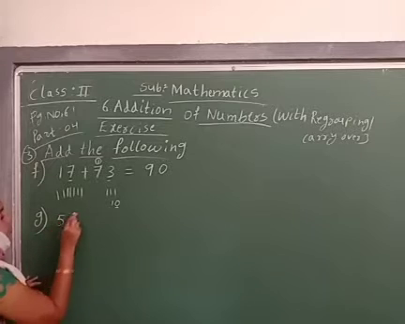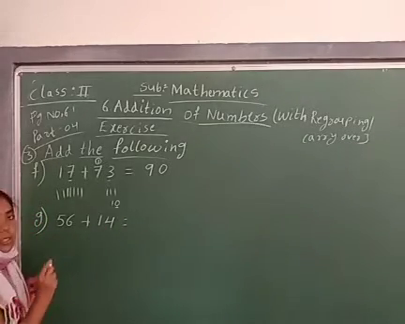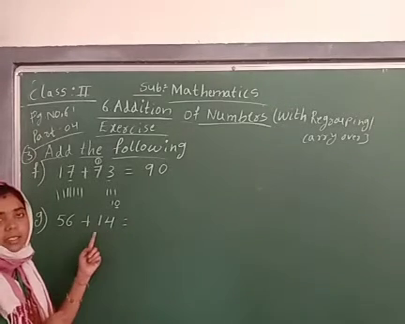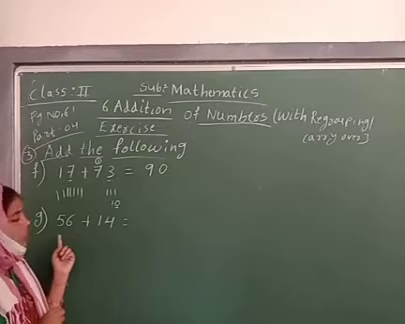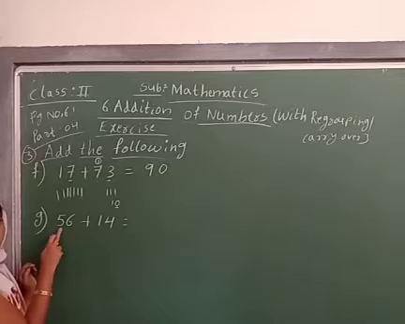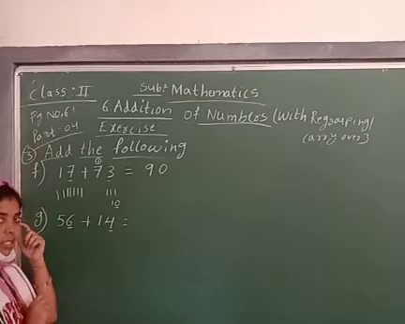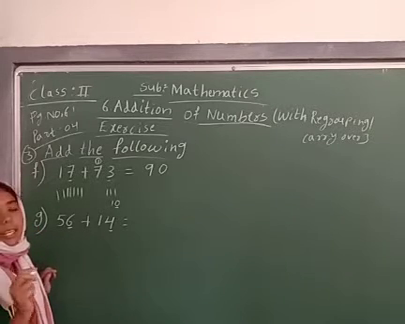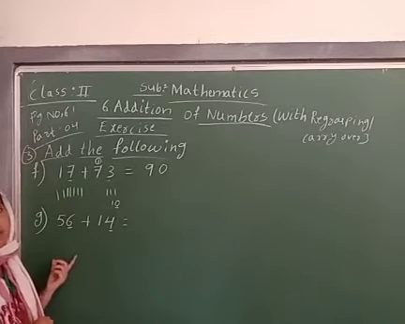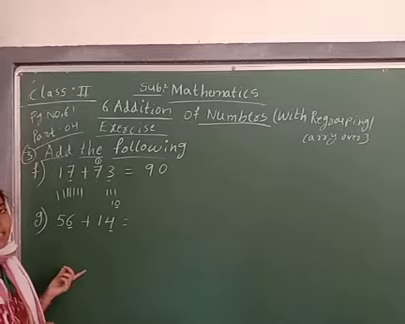56 plus 14. 56 plus 14. Here also do the same. 56: 6 in 1's, 5 in 10's. So the number is 56. 4 in 1's, 1 in 10's: 14. 56 plus 14. So which one is the 1's place number? This one only? No, 6 and 4. Yes children, 6 plus 4. Some of you are doing the addition wrongly, taking 6 here and 1 there. Don't do like that, children. First of all check it. What does the 1's place number have? Then the 10's place number. And if a carry is there, the carry is also added.